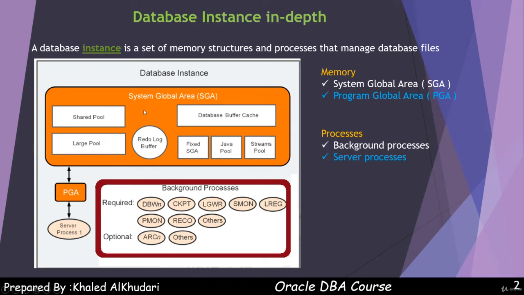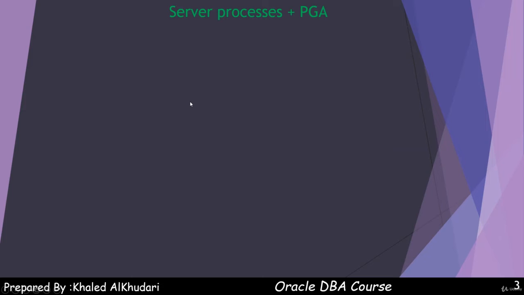Also inside the database instance, I have two types of processes. I have the server processes and background processes. In order to understand this picture, you need 3 or 4 lectures. So it is not easy, but I will explain it for you in detail. In this lecture, we will only focus on this part, the PGA and the server processes, because they are related to each other. Now let's start.